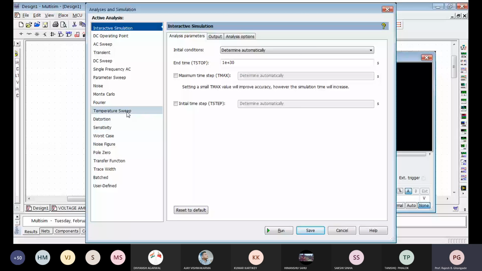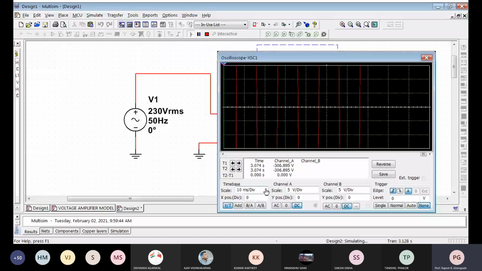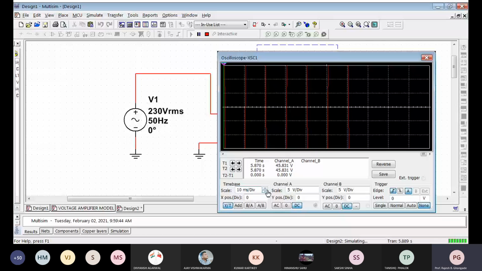The easiest thing is the interactive simulation. Why it is called interactive simulation is because while the simulation is running, you can simply modify it and then see the changes. Now here we'll first of all see the simulation. You'll see that the oscilloscope is now showing us. If I change the time base here, if I change the voltage scale, this is what you're going to see.